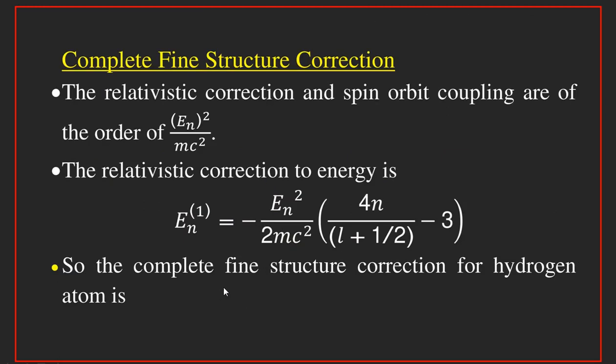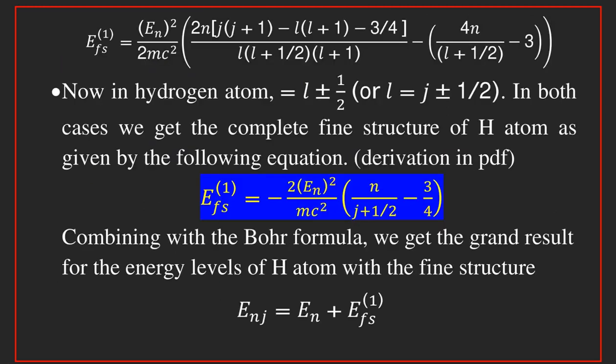So the complete fine structure correction of hydrogen atom is the sum of these two, that is EFS, the complete fine structure at the first order level. It is En square by 2 mc square into this one, that is the spin orbit correction plus the relativistic correction. Now in hydrogen atom there are two cases. The total angular momentum J is equal to L plus or minus half, or the orbital angular momentum L is equal to J plus or minus half.